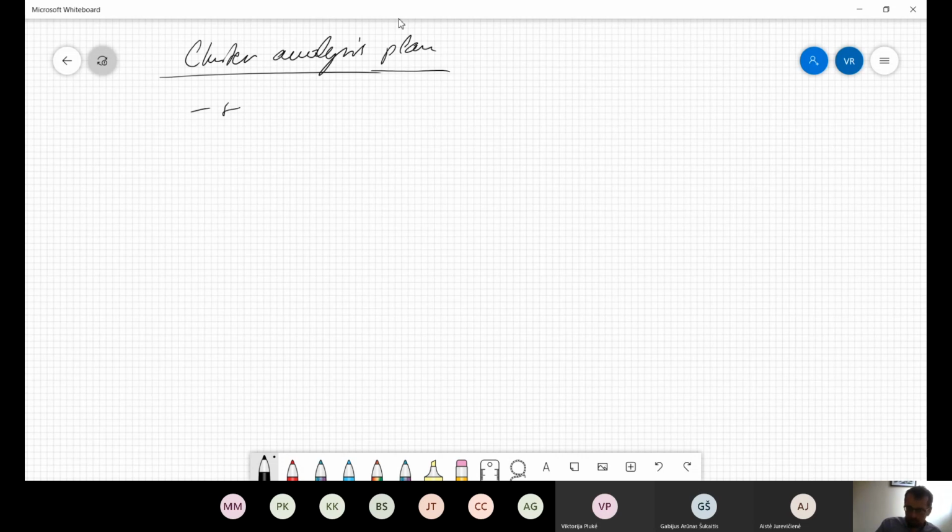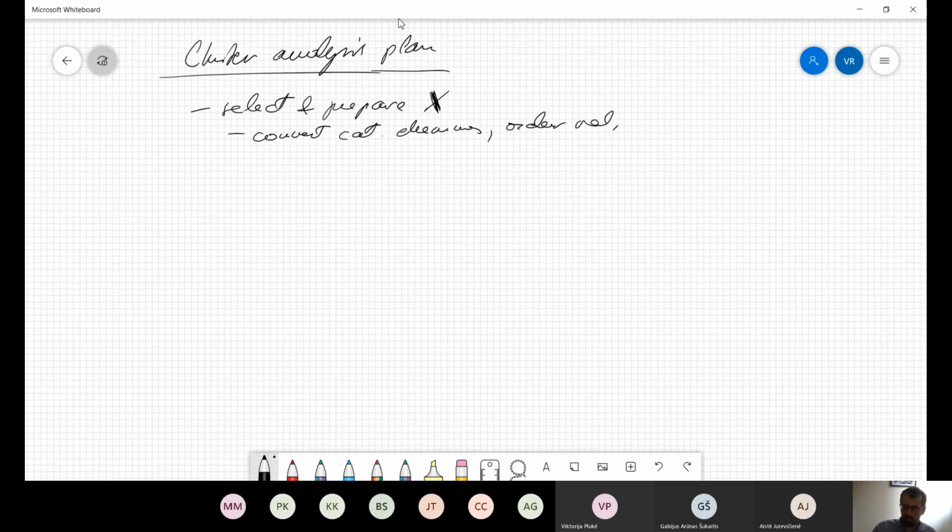So basically, at first, let's select and prepare our data set. This means that we convert categorical values to dummies, or ordered values, and so on. You have to identify which values are for what, and convert them accordingly, because I assume that you would be clustering continuous and categorical values in one set.